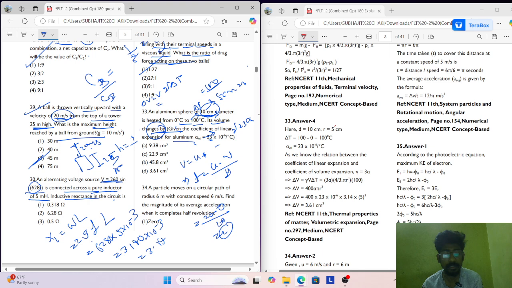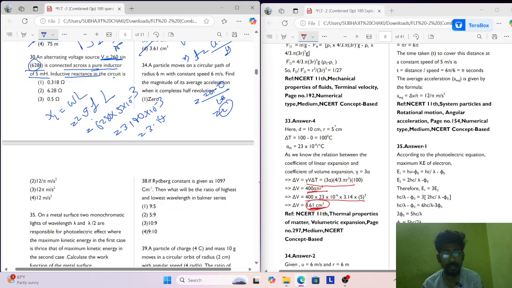V we have to calculate, 4 by 3 pi r cube. R cube means 5 cube, so 5 into 10 to the power minus 2 cube means 125 into 10 to the power minus 6. Gamma is 69 into 10 to the power minus 6 and T is equal to 100. Just put all of this in, you will get 3.6 as the answer.